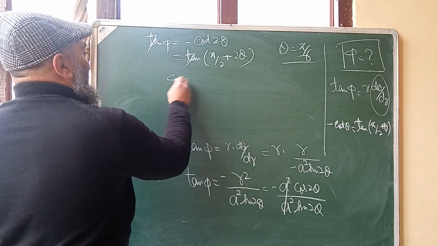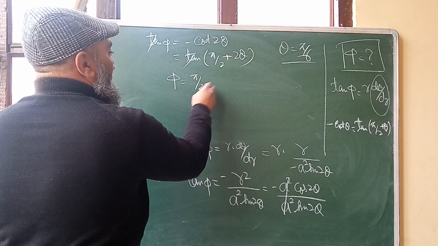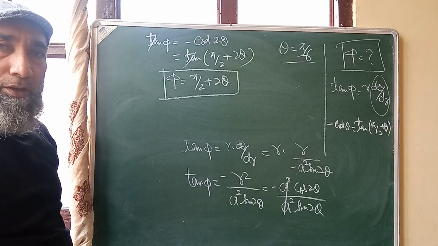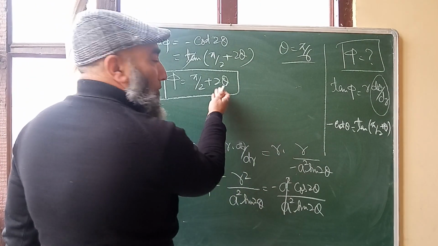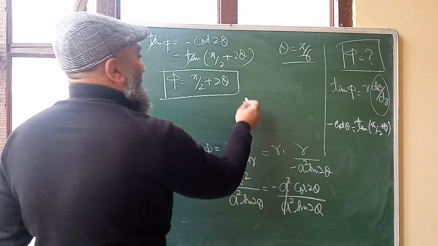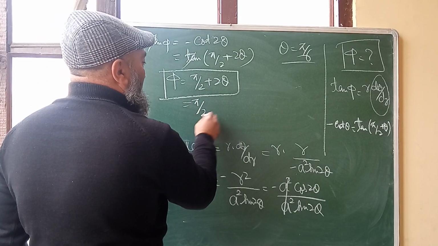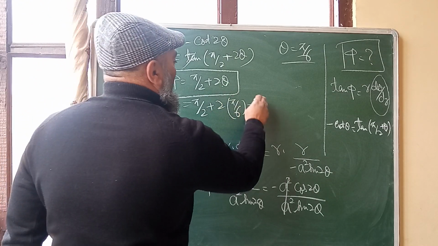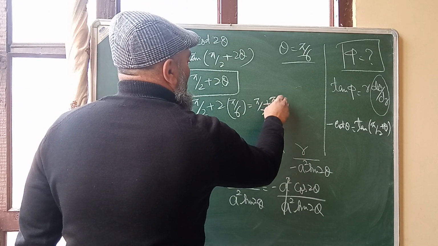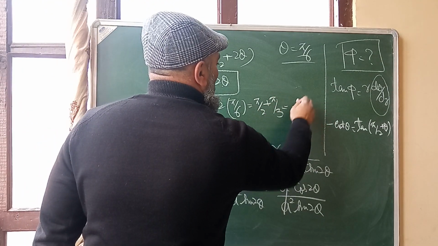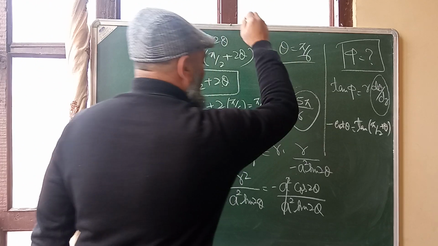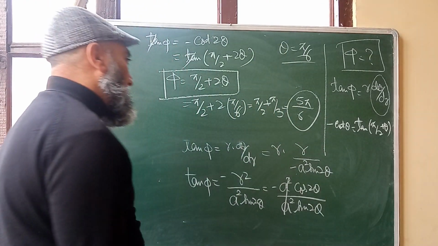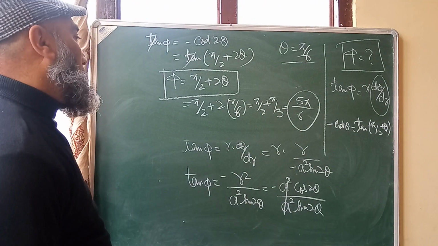So what is phi? This is the angle between tangent and radius vector. If theta is given, you can find it: 2 theta, then 2 theta by 2, 2 pi by 6. So pi by 2 plus pi by 3, it is 5 pi by 6. Fine? Oh, sorry, 2 into 3, 2, 3, 6. 2 into 2, 3.